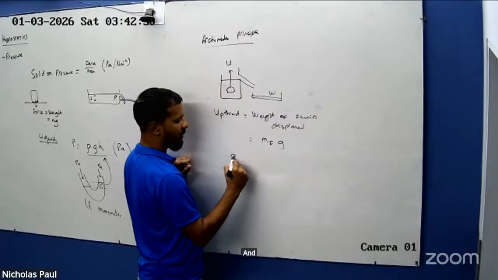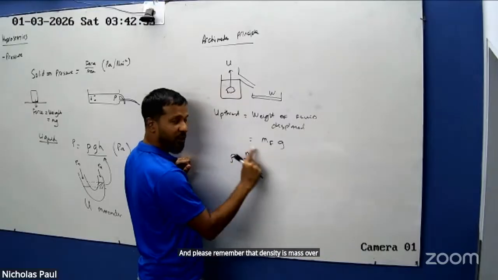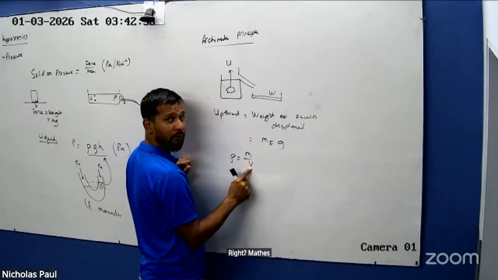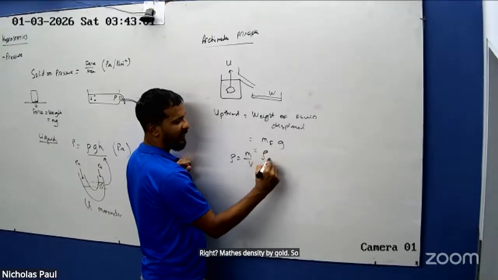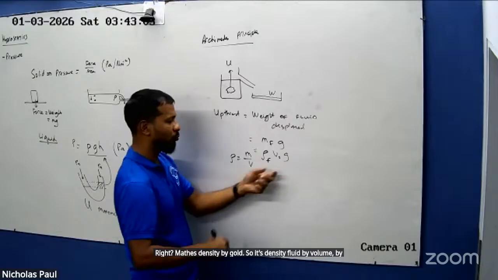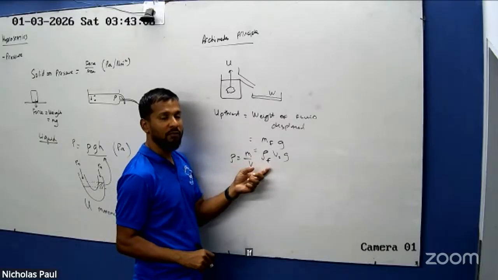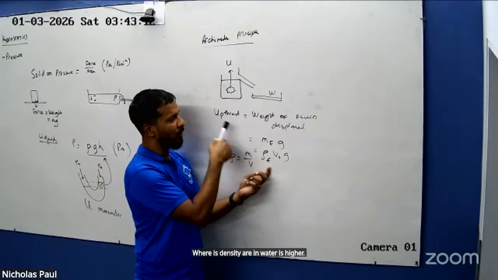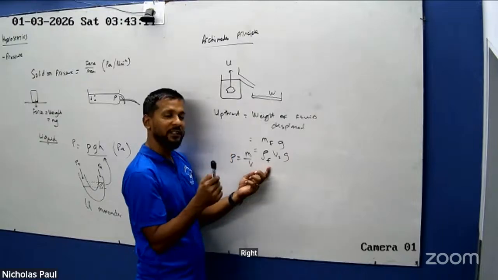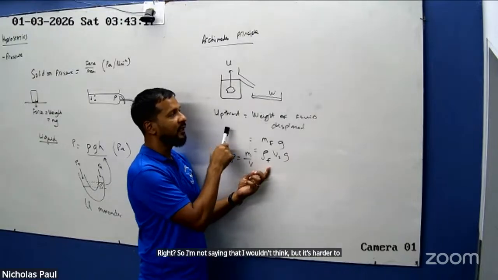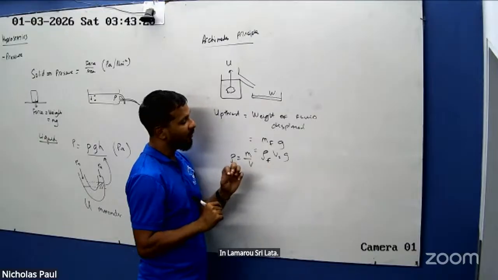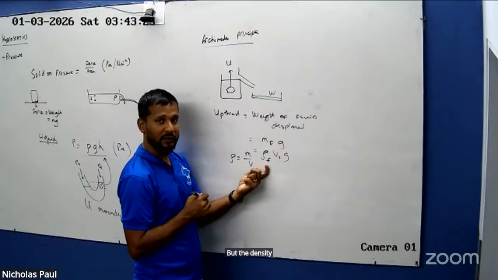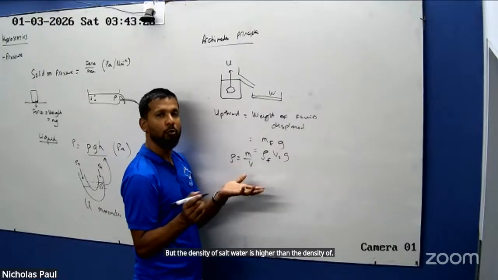And please remember that density is mass over volume. So you could use this here to find mass, right? Mass is density by volume. So it's density of the fluid by volume by gravity. So what does it say? If you were to go, for example, in the sea, where the density of the water is higher, your upthrust will be larger, right? So I'm not saying that you wouldn't sink, but it's harder to sink in, let me just say that, right? But your upthrust will be higher in the ocean, because the density of salt water is higher than the density of pool water.